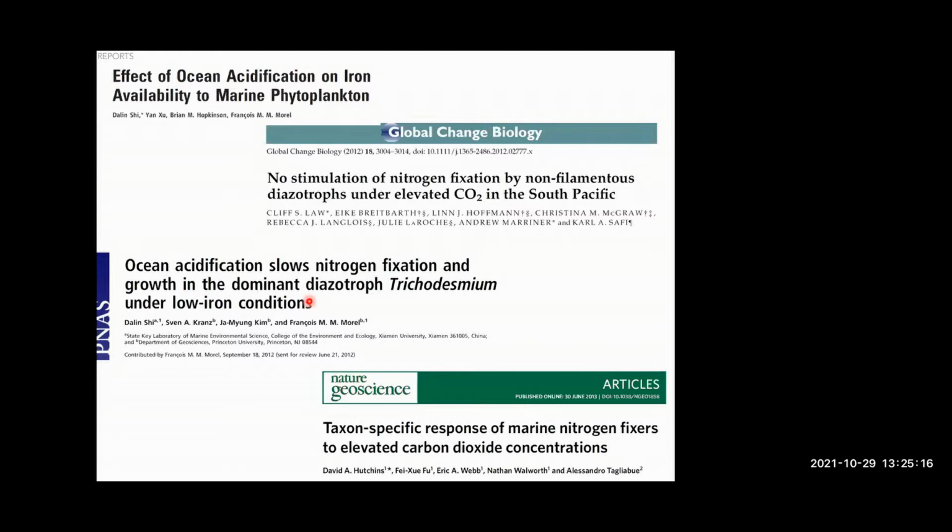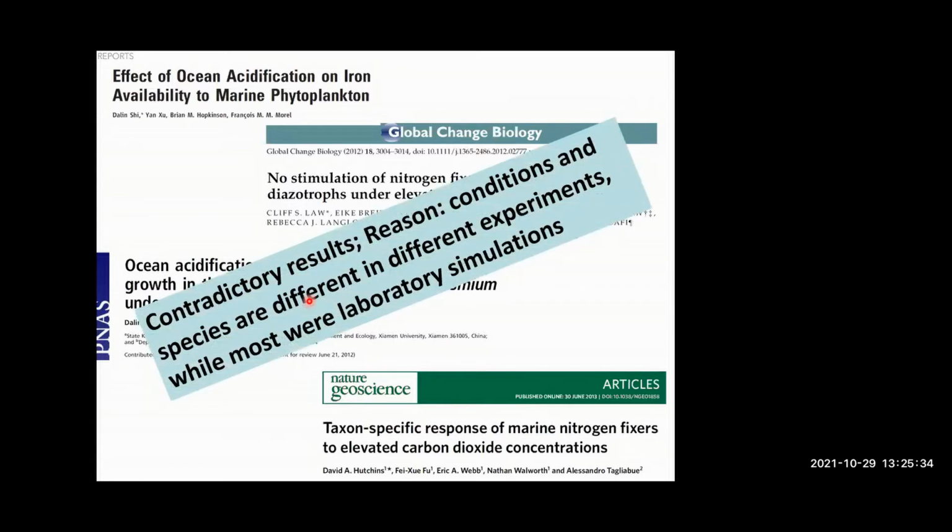But if you just read over the titles of these papers, you will see that the conclusions are very different from one another. Some of these results show that ocean acidification will negatively impact the cyanobacteria. That means the nitrogen fixation will decrease. Some suggest the nitrogen fixation will increase. And the problem is these contradictory results, and the reason is that the conditions and the species are different.